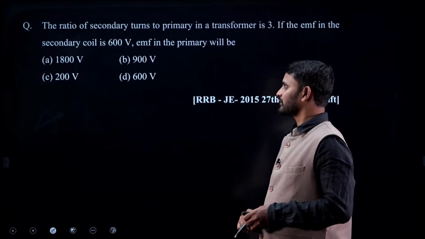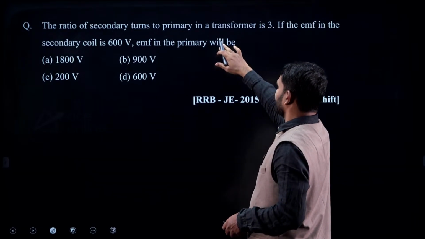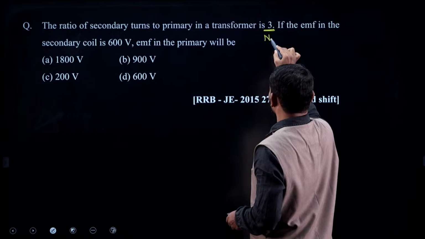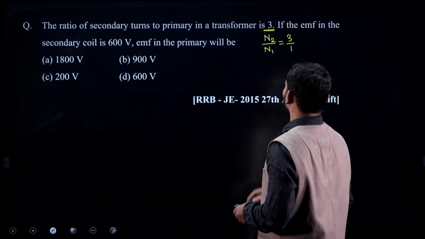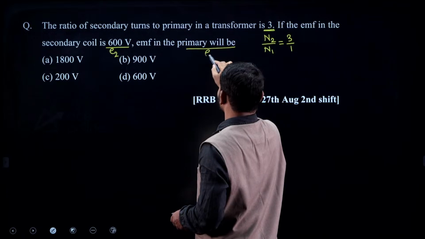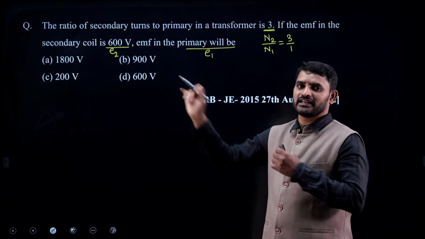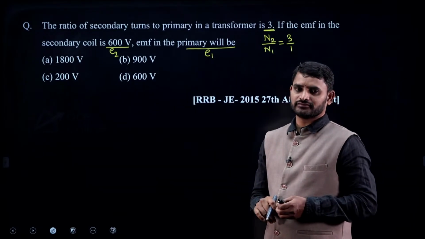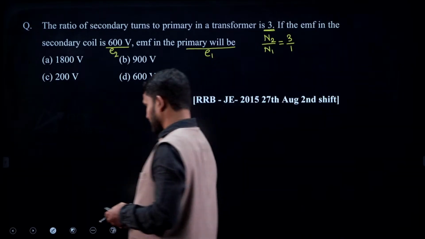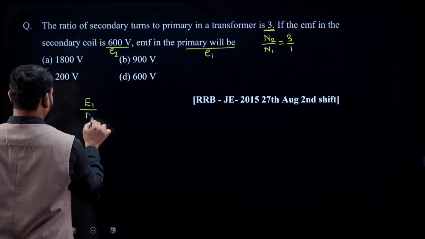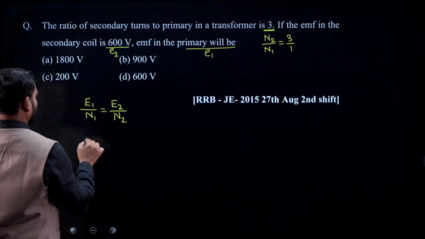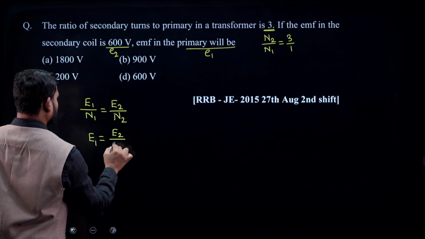Now, let us have a look at this question. The ratio of secondary turns to primary turns in a transformer is 3. He has given a ratio of secondary turns to primary turns. Be careful, N2 by N1 he has given. Now, he is asking, if the EMF in the secondary coil is 600, what will the EMF in the primary be? The EMF in the secondary coil I am writing as E2, and in the primary coil it will be E1. Secondary is 600, he is asking for primary coil EMF. So, we know the EMF equation, and EMF per turn also we have seen: E1 by N1 is equal to E2 by N2. He is asking E1. So, E1 is equal to what now? E2 by N2 into N1.